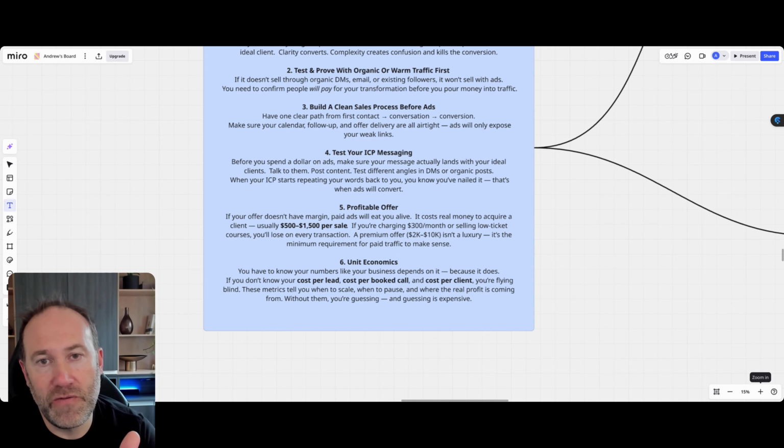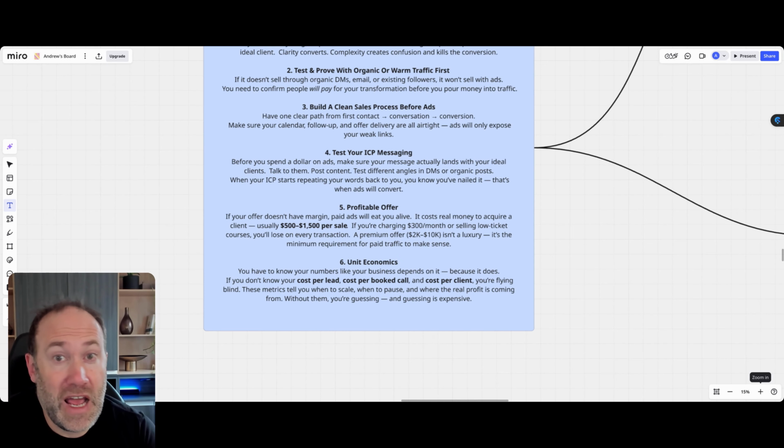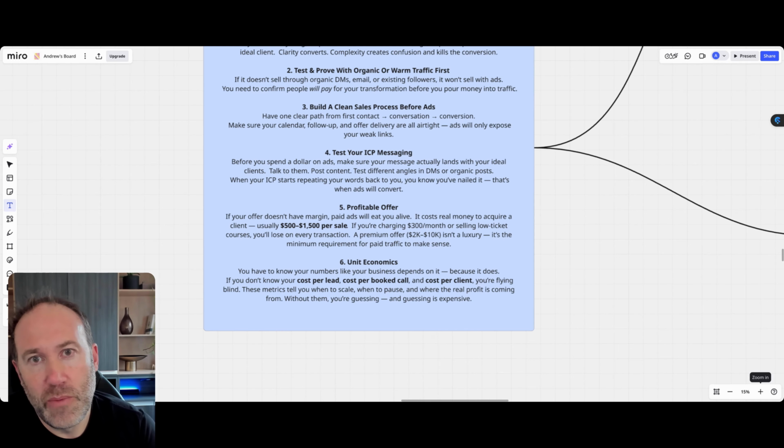Your high ticket offer buys you the margin, the profit to not only have a good business in and of itself, but to deal with any ups and downs from anything that Meta might do with the algorithm, to deal with any bad weeks. And then you've got the money to reinvest in the ads and truly scale. So if you're doing low ticket, it's very, very easy to lose on every transaction. So a premium offer is no longer really optional in my view. It's a must have. It's the minimum requirement for paid traffic to really make sense.